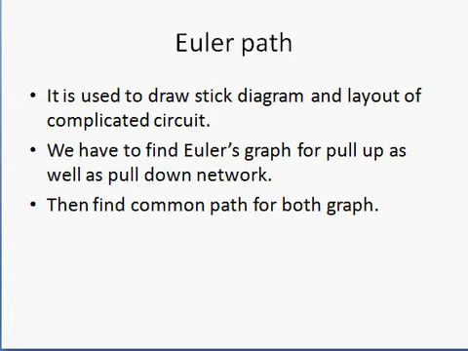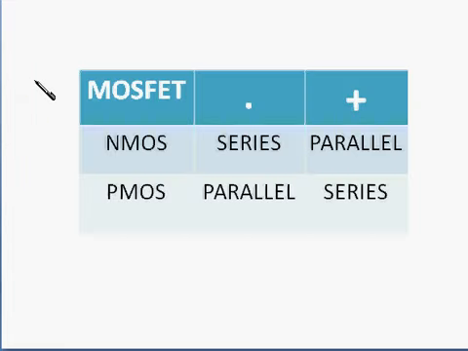Now the pull up network is a network that is made of only PMOSFETs, and the pull down network is a network that is made of only NMOSFETs. To draw this PMOS and NMOS, that is PUN, the pull up network, and PDN, the pull down network, we have to follow certain rules, and the rules are listed in the table. It is very easy to learn this table by heart.